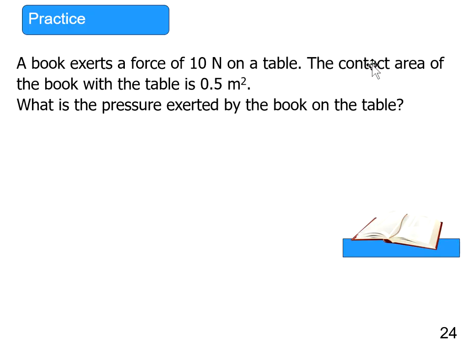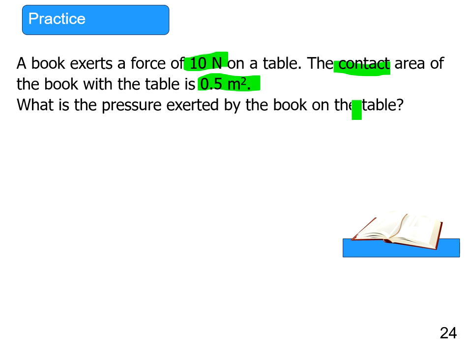So let's look at the first question. A book exerts a force of 10 newtons on the table. The contact area of the book with the table is 0.5 square meters. Again, the pressure is only exerted on the area where the two objects are in contact. What is the pressure exerted by the book on the table?